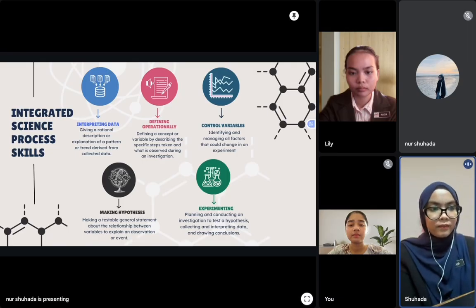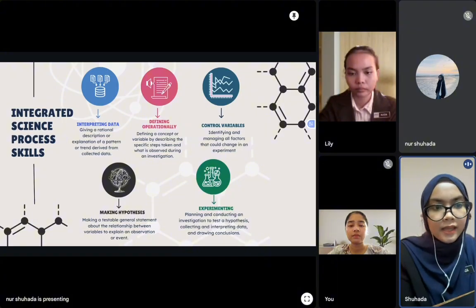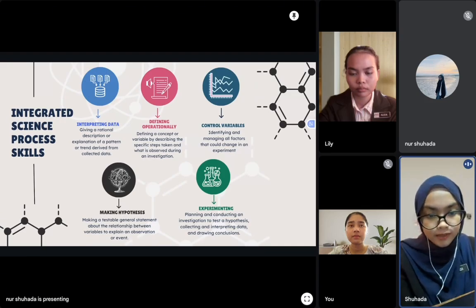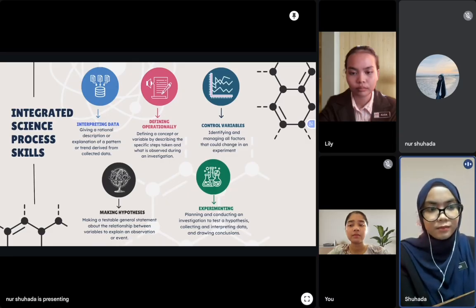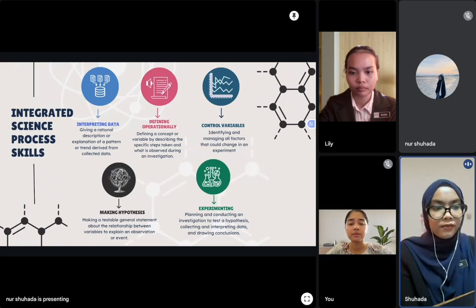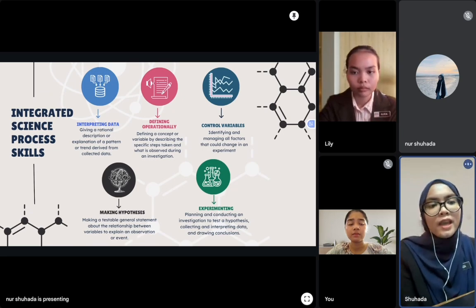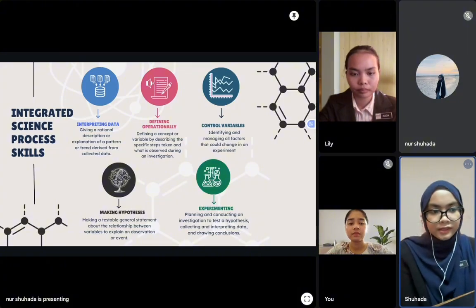Next, experimenting. Experimenting is the process of planning and conducting a fair test to find out the relationship between variables and to test a hypothesis or prediction. It involves using several science process skills together, such as observing, measuring, classifying, predicting, and communicating. In simple words, experimenting means doing an investigation to find answers to scientific questions.